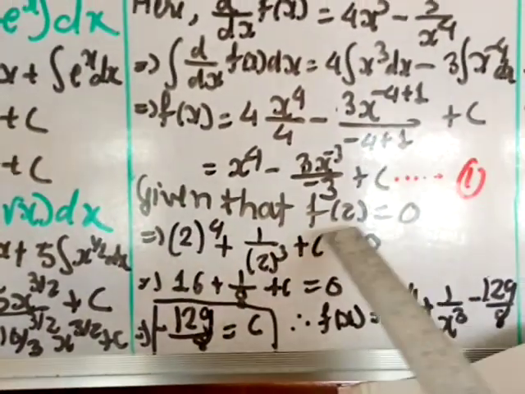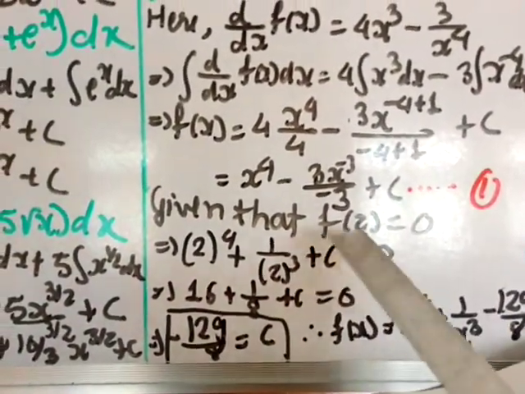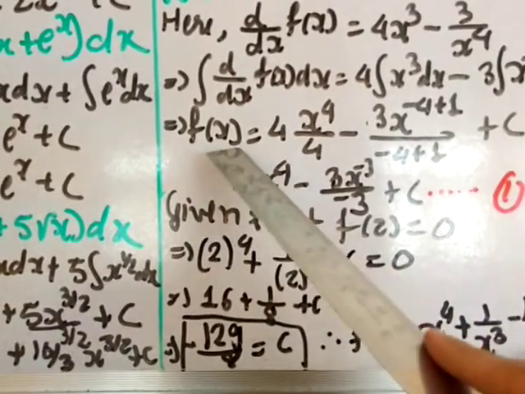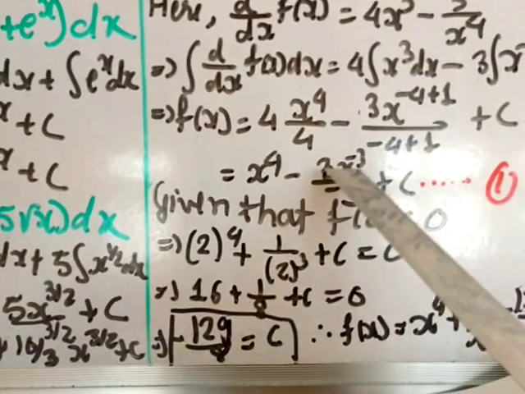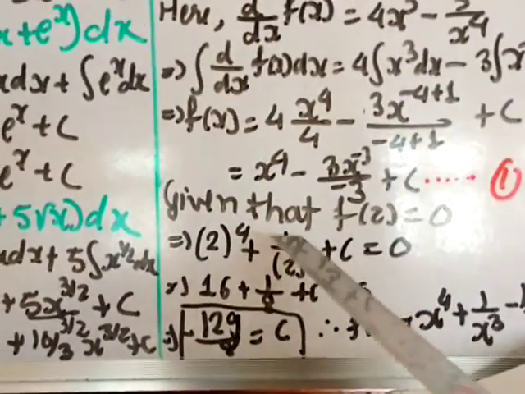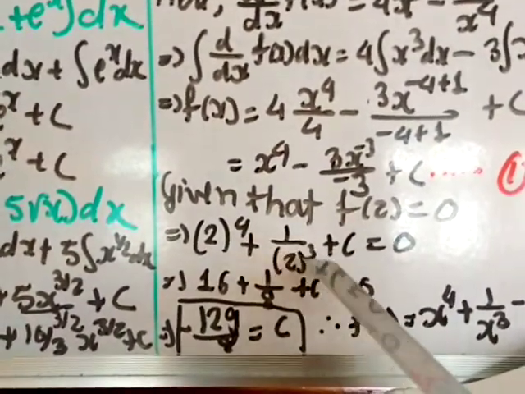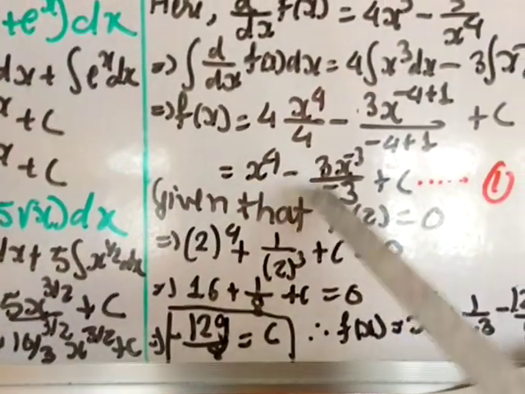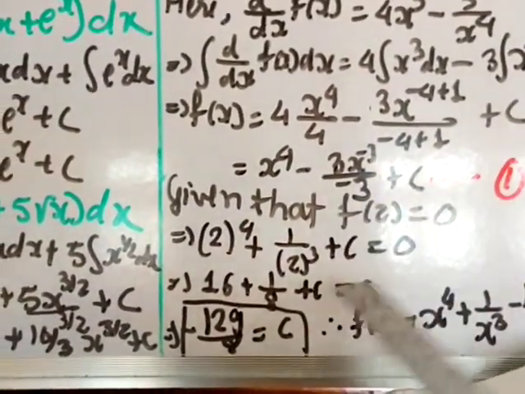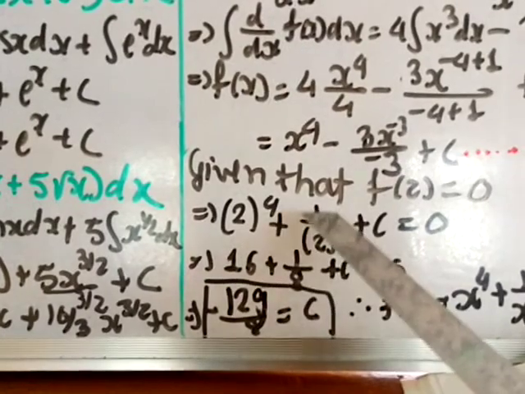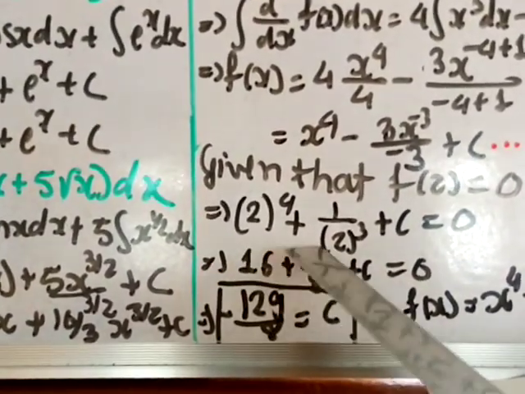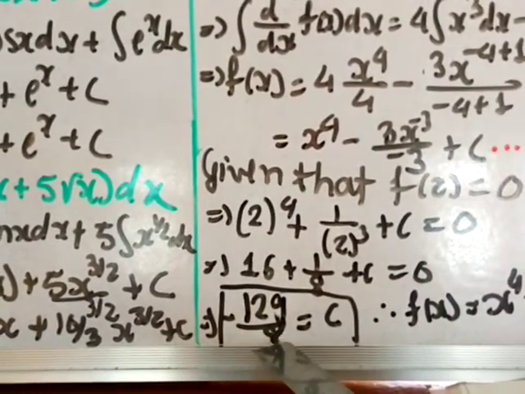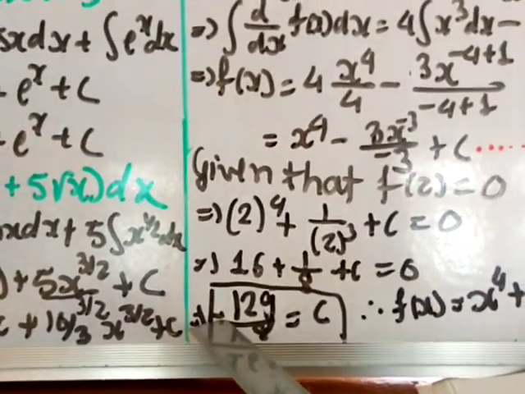Now what we are given is f of 2 is equal to 0. That means if I put 2 in this f(x), the answer is 0. So I'll put 2 power 4 plus x power minus 3, taking it to the denominator, becomes plus 1 by 2 power 3, plus c equal to 0. The minus and minus make plus, and 3 cuts. So 2 power 4 is 16 plus 1 by 2 power 3, which is 8. Taking the LCM, this gives 128 plus 1, so 129 by 8. This c you transfer here, so it will become negative.